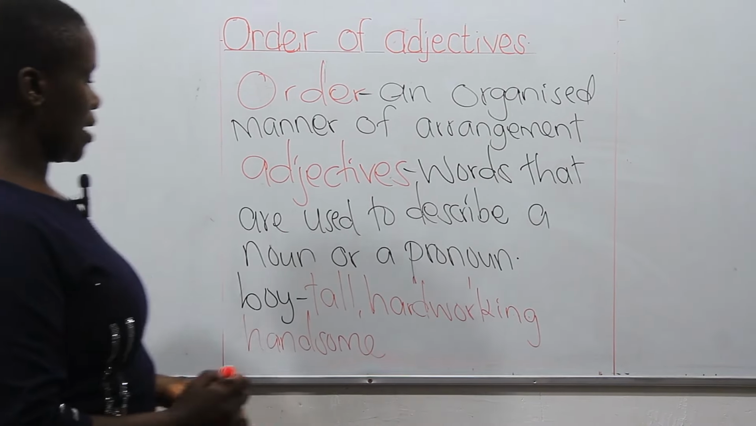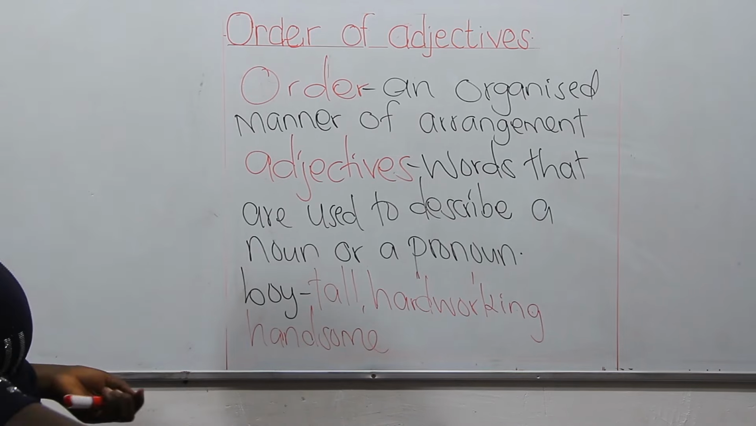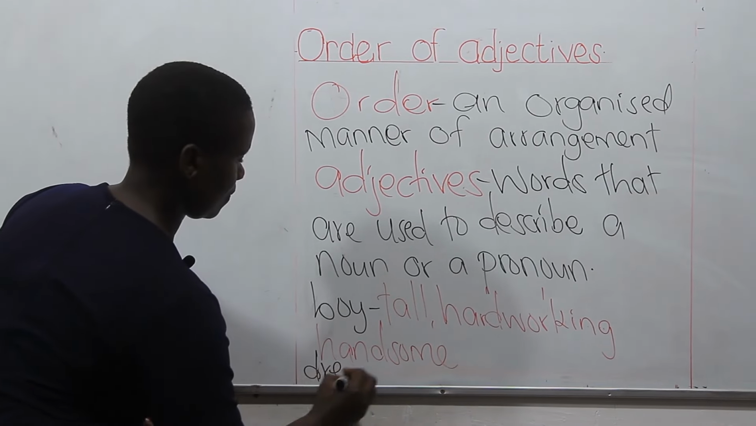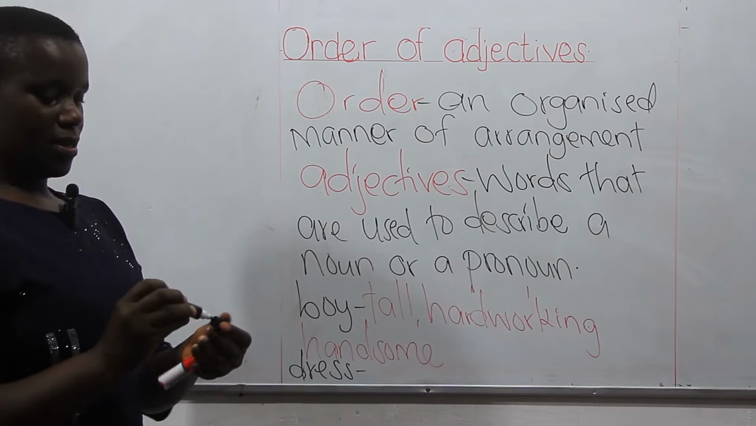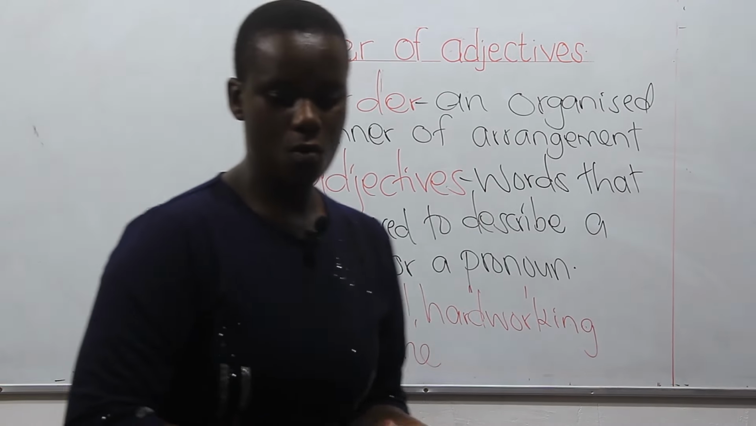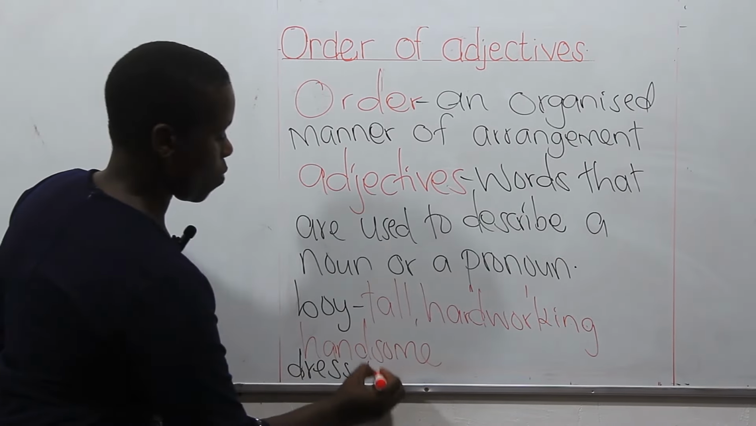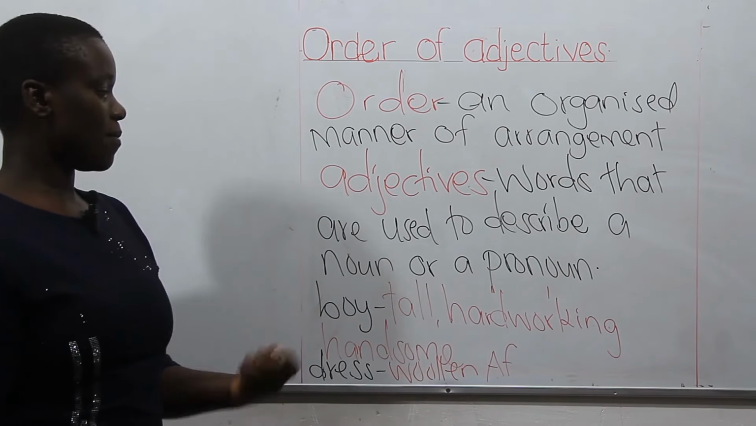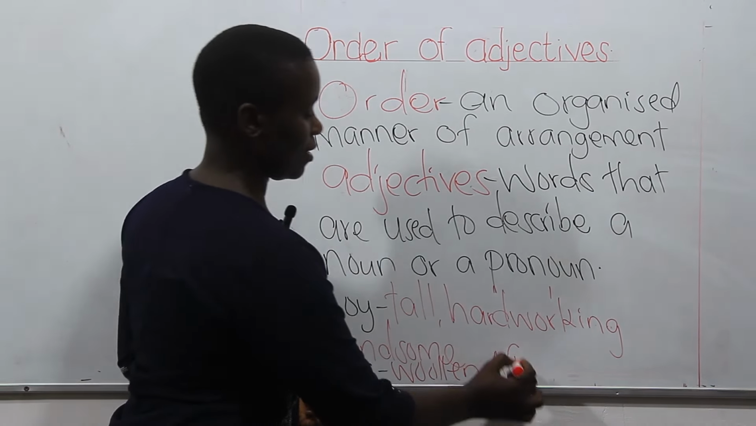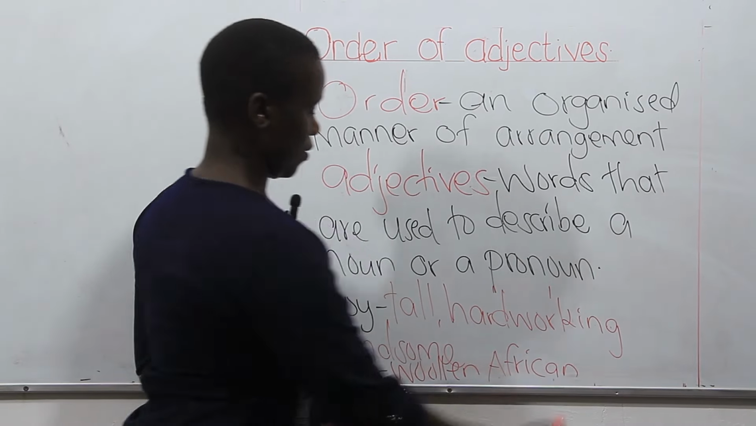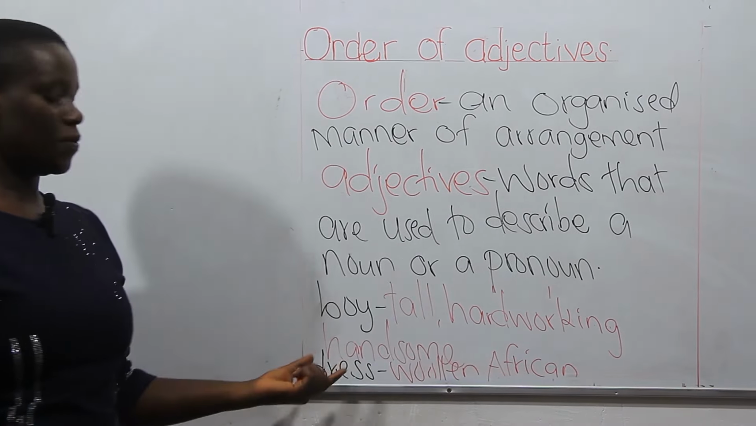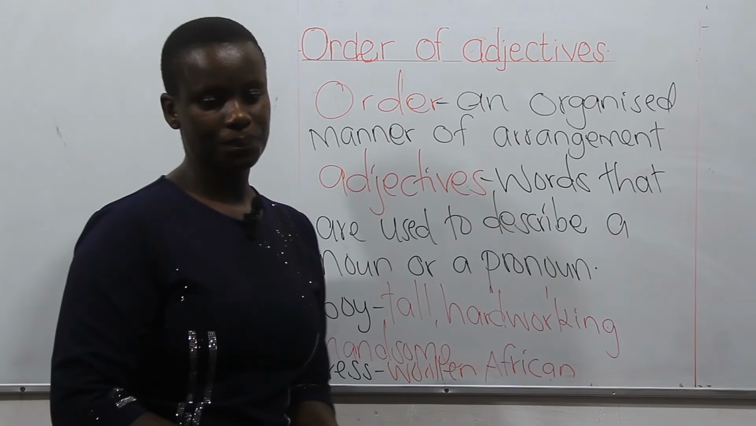We can have another noun like dress. If the dress is made out of wool, we say that the dress is woolen. If the dress comes from Africa, we can say that the dress is African. So the words woolen and African are adjectives that are used to describe the dress.